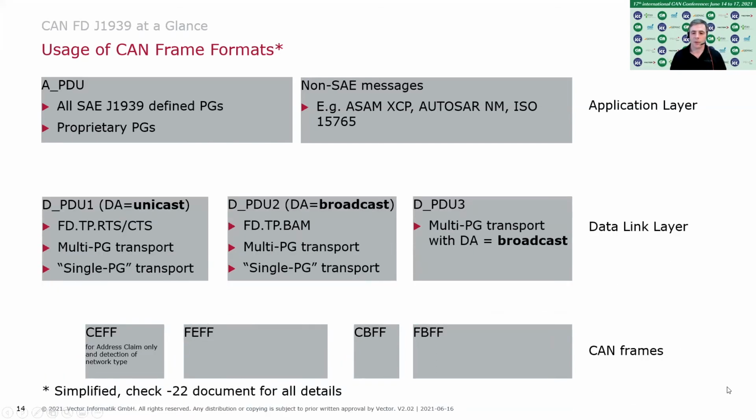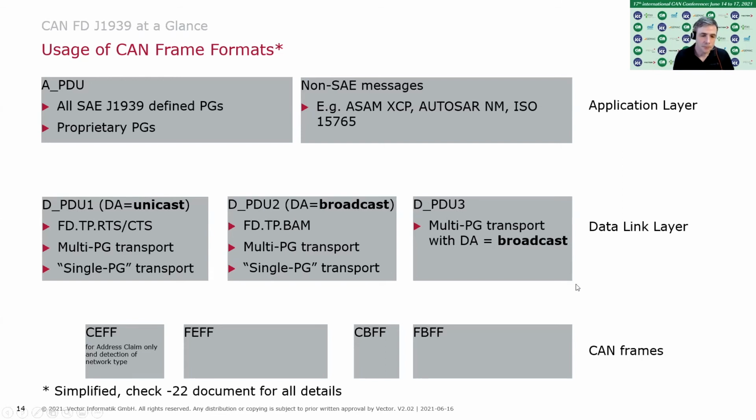Then in the middle, to connect those different layers, we have the data link layer, and there we have the data PDU. And similar to what we had before, we have different data PDUs. On the right side, you have the DPDU1. This is considered to be a unicast transmission. Then we have the DPDU2, which is most likely considered to be a broadcast. And then we have a DPDU3, which is also broadcast.